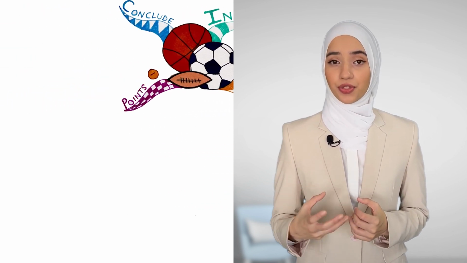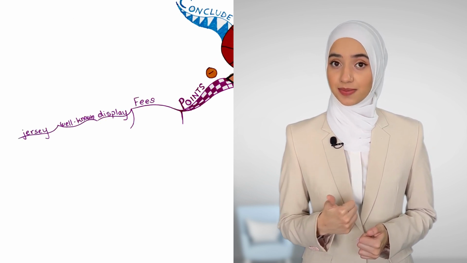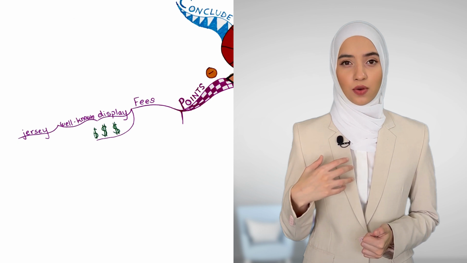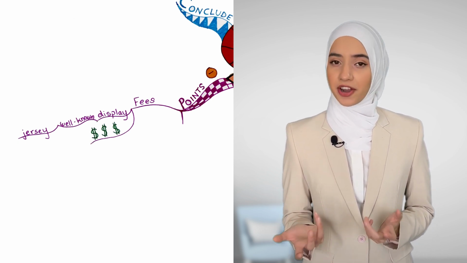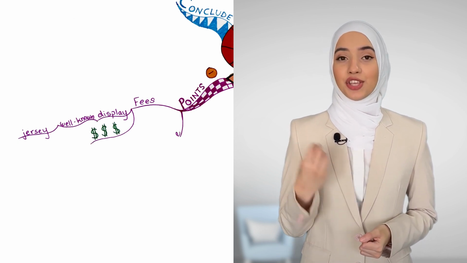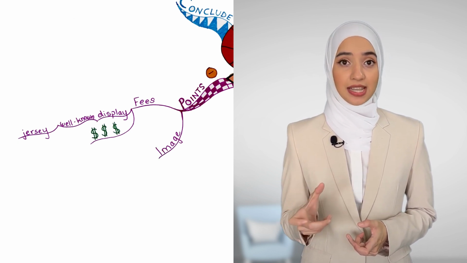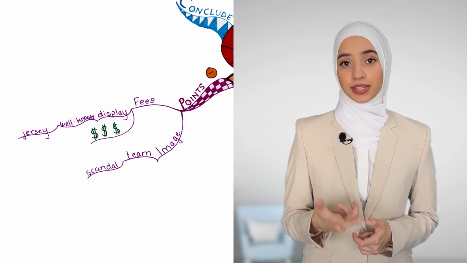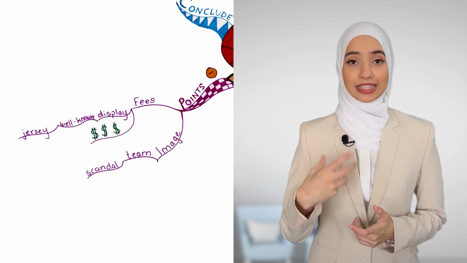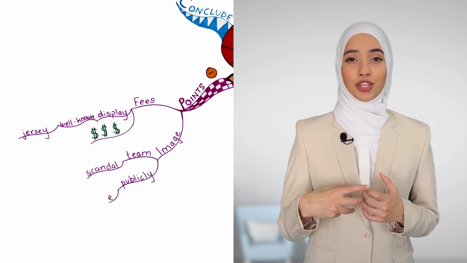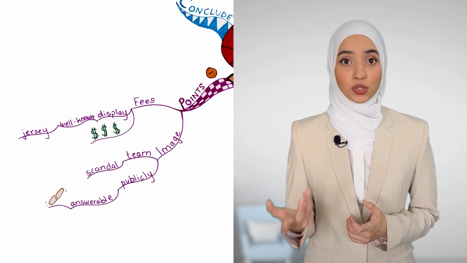Let's move on to our third branch of disadvantages, and the first one is sponsorship fees, because being displayed on the jersey of a well-known team is very expensive. And secondly, your brand image is directly linked with that of the team that you are sponsoring. So if your team gets involved in a scandal, then you are directly answerable to the public as well.